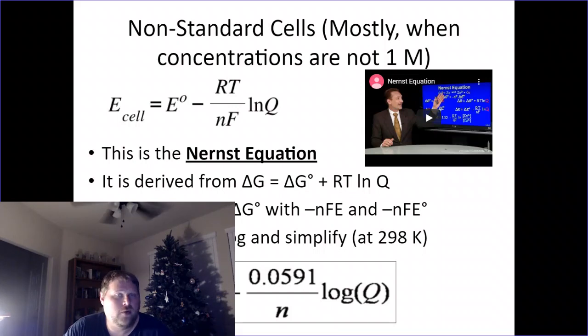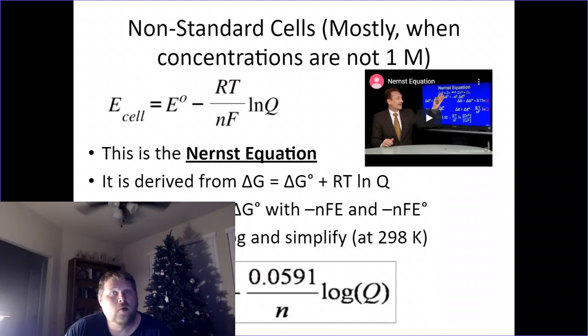So remember back to our Thermo 2 unit, we learned delta G and everything was standard. We had a little degree sign up there. You know what it is. You're familiar with it by now. But we talked about what it meant to be standard at that point. 1 atmosphere pressure, 25 Celsius for thermo and electrochem.